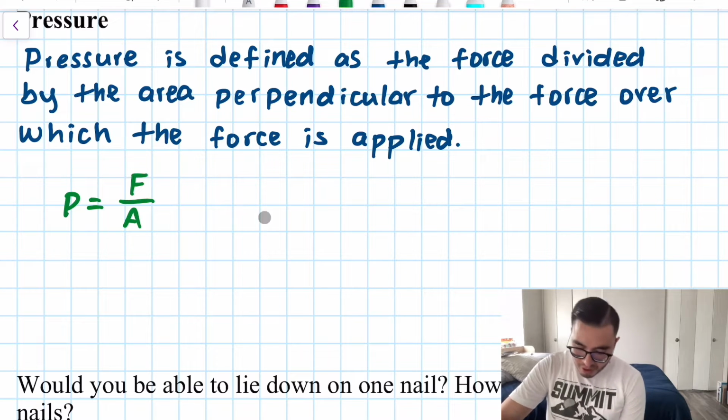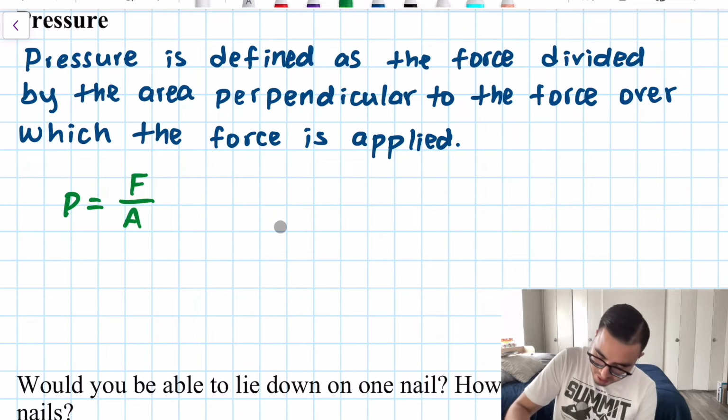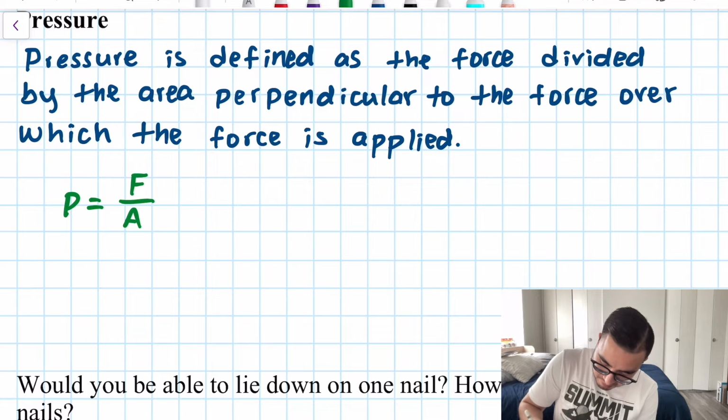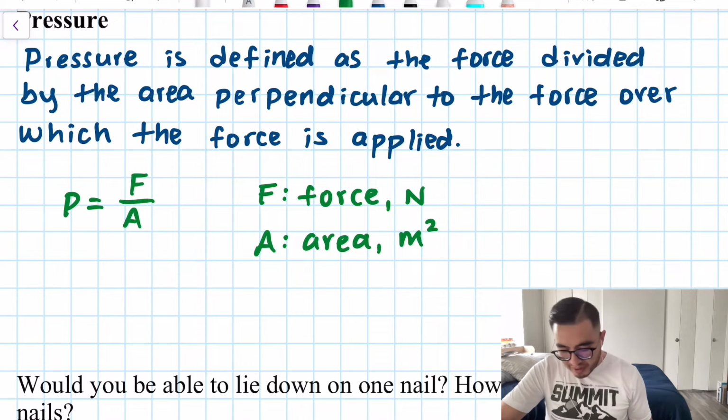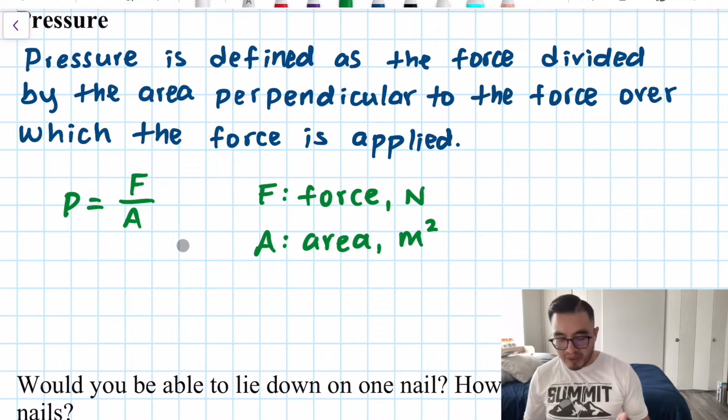And the units for force are the same ones as we have known since October. That is newtons. Area will have the units meter squared. And one thing to note is that the area can change depending on the shape of the object, okay? For most of this unit, the area will be a circle.